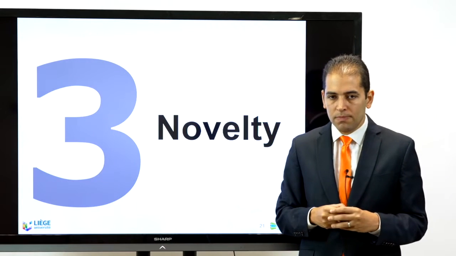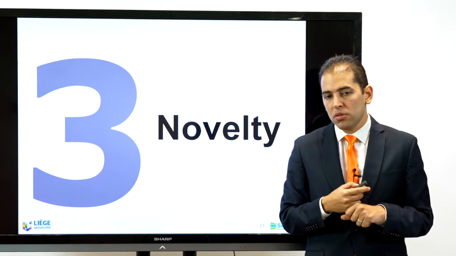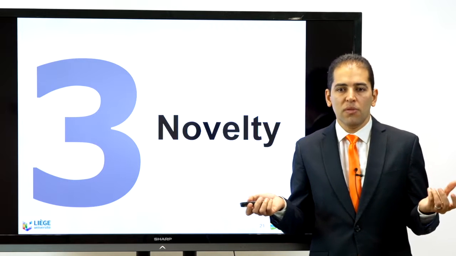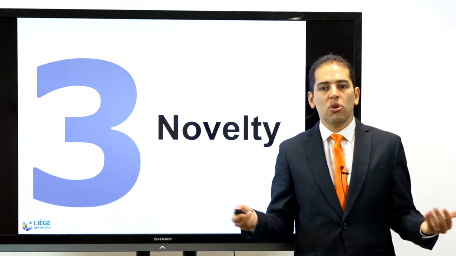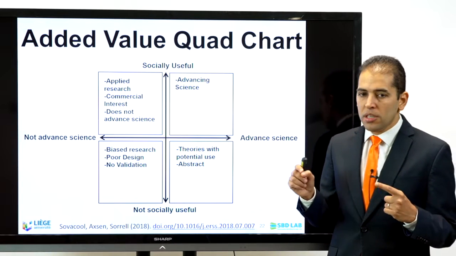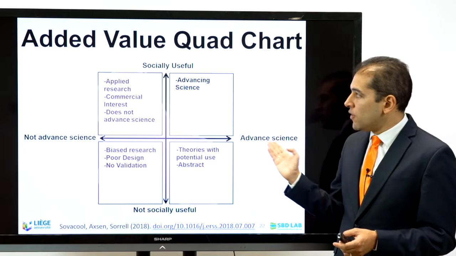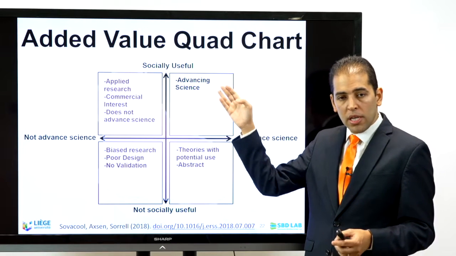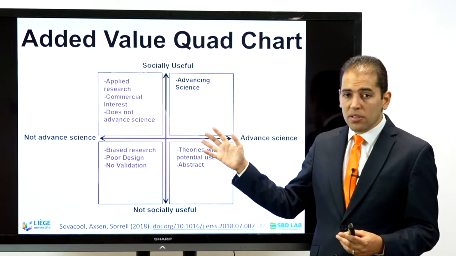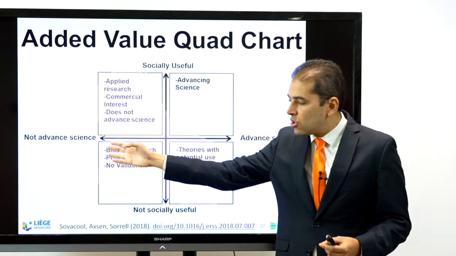Another important thing you need to come up with when you're designing your systematic literature review is that you need to address novelty, because you will always be asked what is novel about your systematic literature review. In this sense, you need to make sure that you are reviewing the research that falls in the category of advancing science and socially useful. Because if you look at the existing literature, a lot of it is applied research, which is very socially useful, but it is not advancing science.